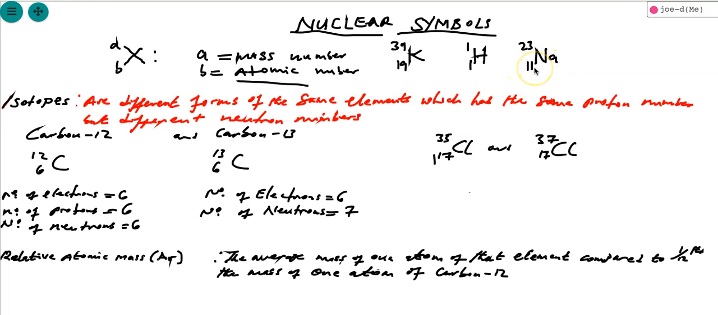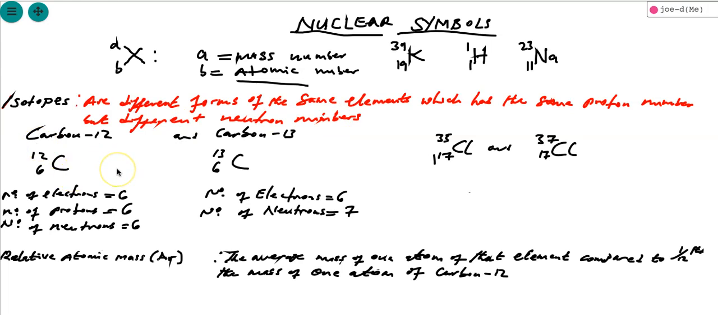Now you can pause the video and write the nuclear symbol of any other atom you know. Okay, now let's continue with isotopes. Isotopes are different forms of the same element which have the same proton number but different neutron numbers. They have the same atomic numbers but different neutron numbers.